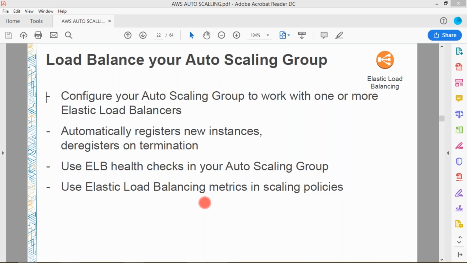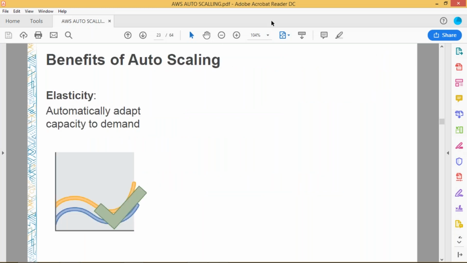Use elastic load balancing metrics in scaling policies. So you can define your policies as per the requirement, as per demand, and as per the situations that arise in front of you while you're working. So what is the benefit of scaling? Like electricity, it automatically adapts capacity to demand.